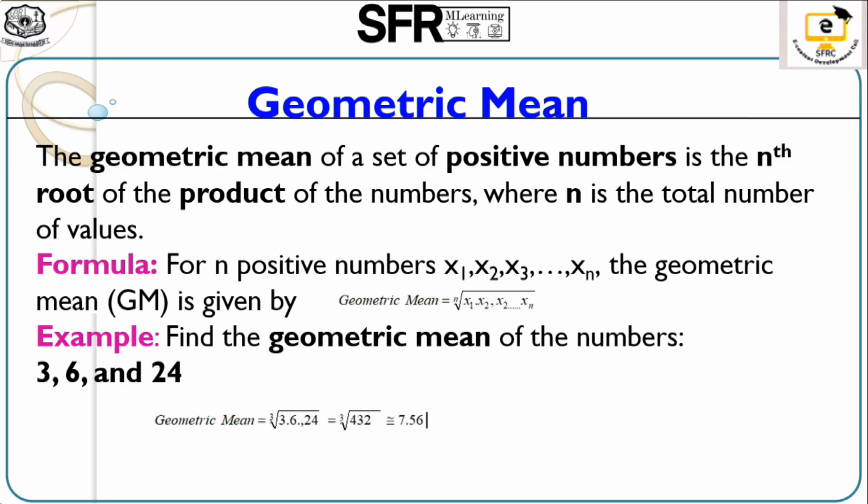This is also a geometric mean, the root of a product of numbers. Here the given n value means the nth root. If the total number of values is 3, we take the cube root. If we are given 5 values, we take the 5th root of the product. This is the geometric mean.